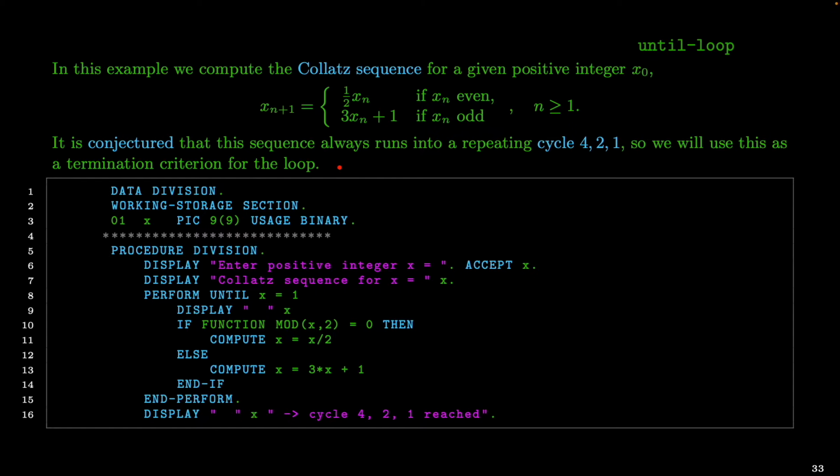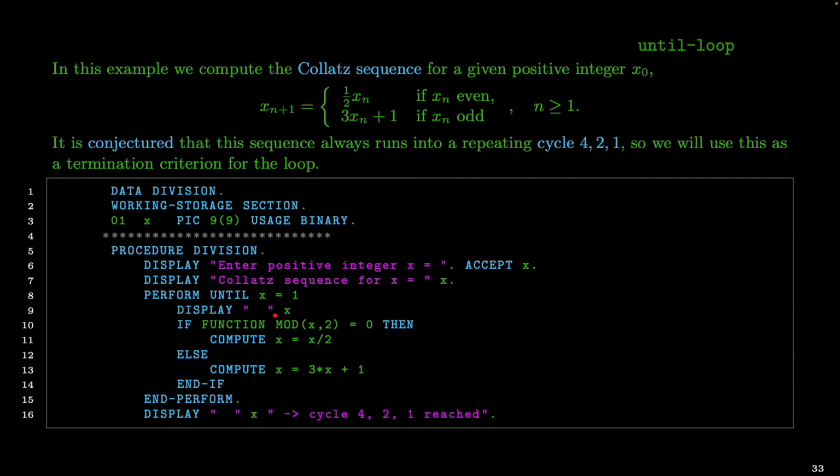But for my example, I will assume that we always reach such a cycle, and in fact that will be the termination criterion for my loop. So let's look at this example here. I will start with some value x. I'll have the user enter the starting value, and I will perform until x equal to 1. So I will run the loop until I hit the value 1.